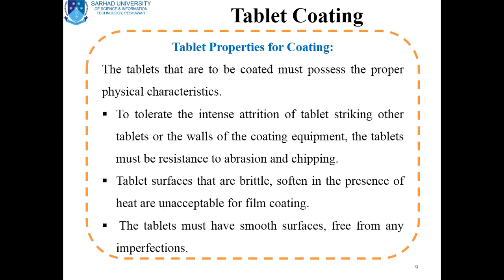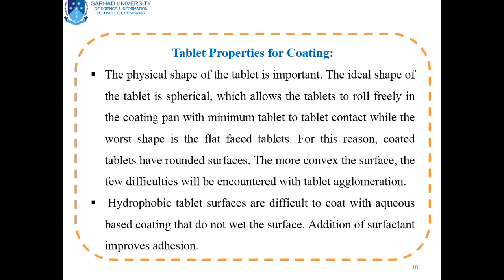Tablet surfaces that are brittle or softened in the presence of heat are unacceptable for film coating. If the tablet surfaces are brittle, and upon the application of heat during the coating process they become softened, they are not eligible to be processed for coating. So the tablet surfaces must also be considered: is it suitable for coating or not? The tablet must have smooth surfaces free from any imperfection. If these are not smooth, then it is not easy to coat properly over the uncoated variety.